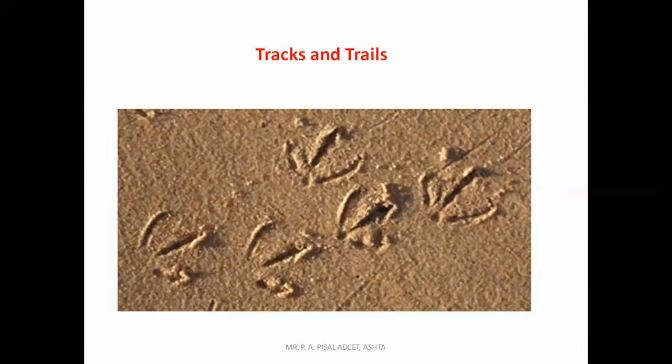Okay, so what is the meaning of tracks and trails? The meaning of tracks and trails is that on loose sediments, the footprints or body shapes of birds or aquatic animals get preserved, and the structure that is developed on the surface of the sediments is considered tracks and trails.